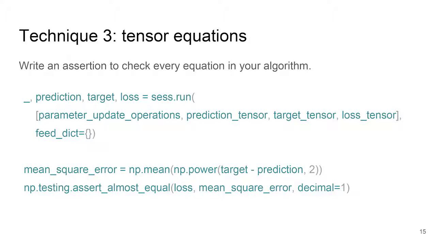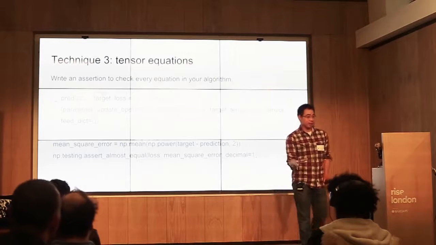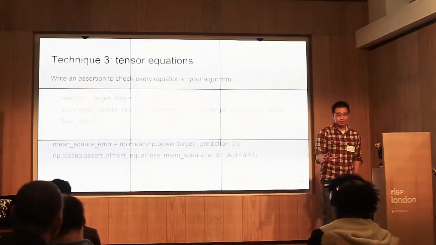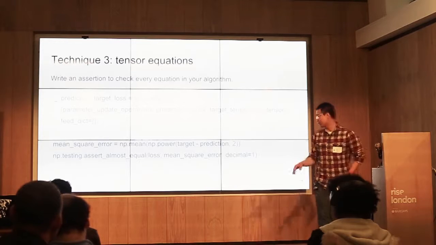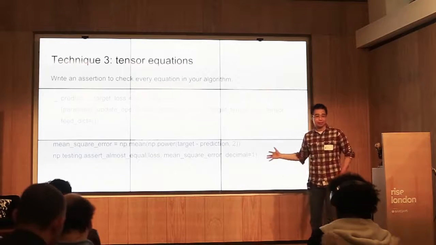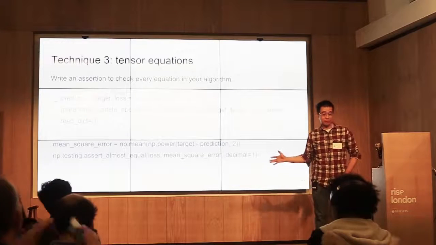Now, after session.run, I have those values. TensorFlow gives those values to you. So you write the same equation, this time in NumPy language. In NumPy, mean square error equals the mean over the difference of your target and prediction, squared. The advantage of writing it in NumPy is that it's much, much simpler than in TensorFlow, and you can write loops, you can write whatever you want here to check the numerical correctness.